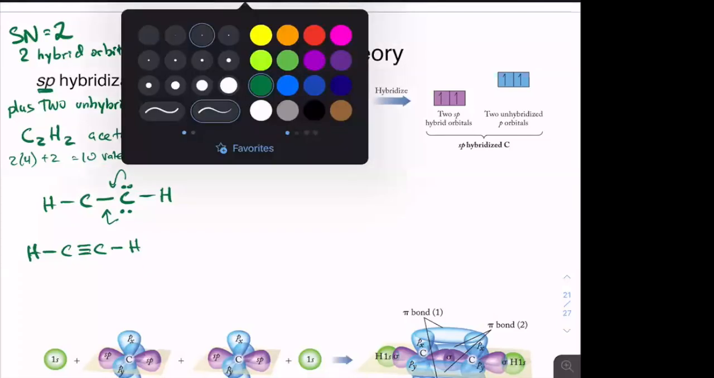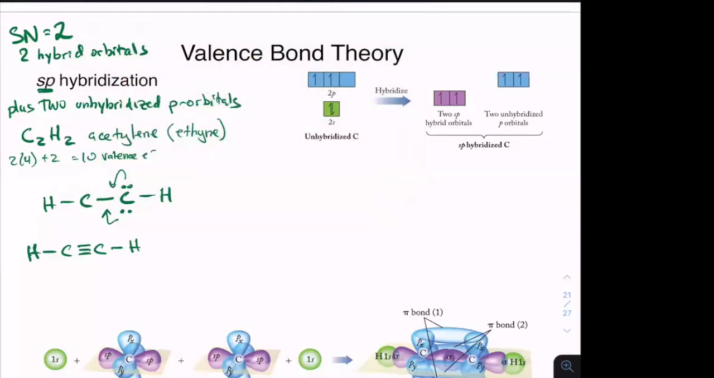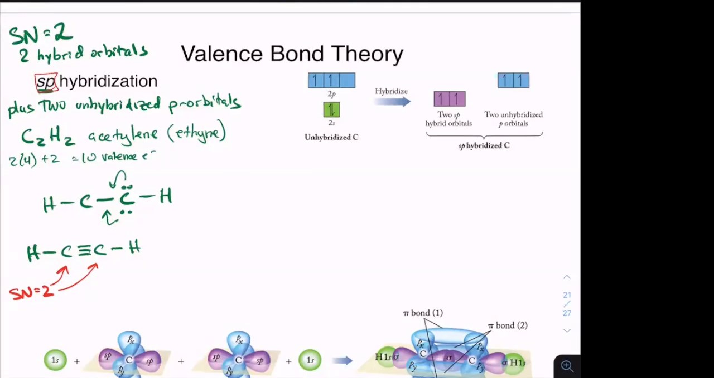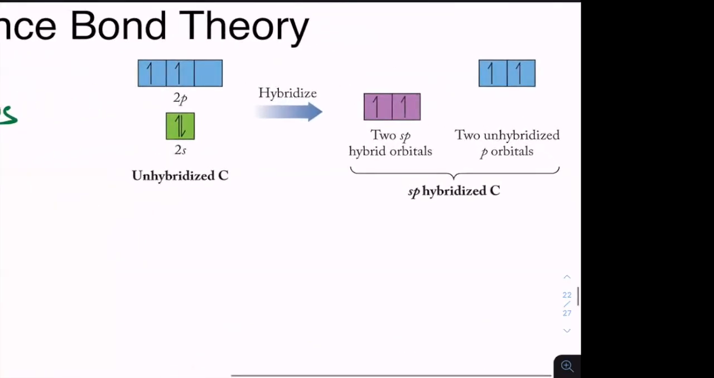Now, what's the steric number around those carbons? It's 2. And I already showed you with the steric number of 2, you will expect to find 2 hybrid orbitals that are sp hybrid orbitals. And then they'll have 2 unhybridized p orbitals. If we look at those carbons, once again, in the ground state, when carbon is unhybridized, we know what that looks like. We don't need to keep looking at it.